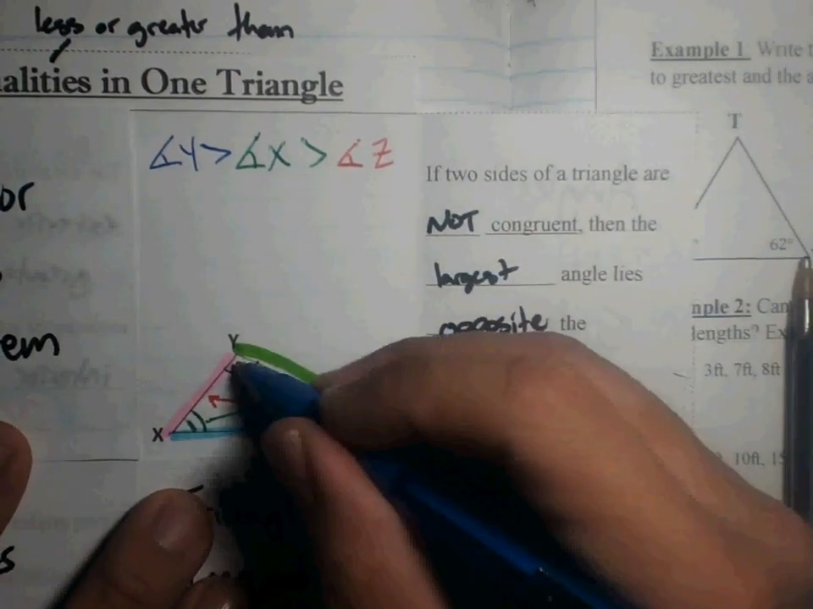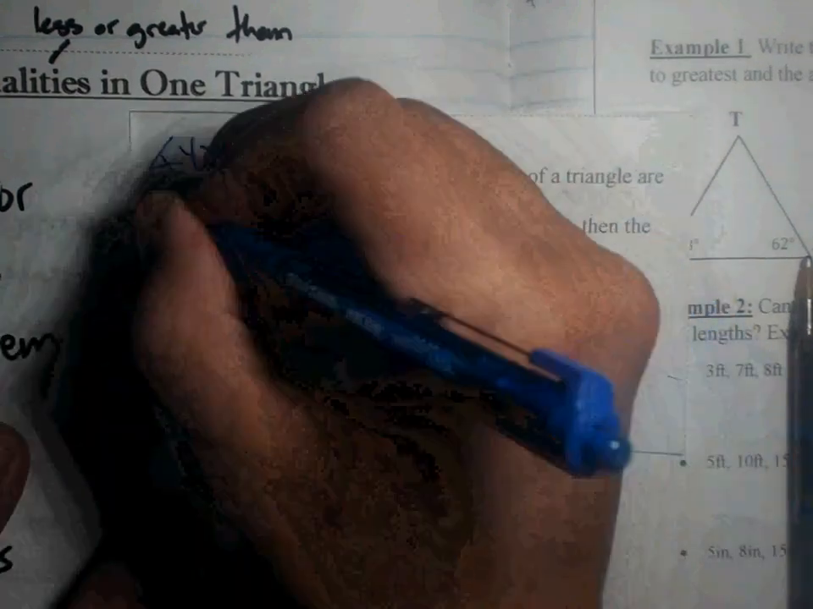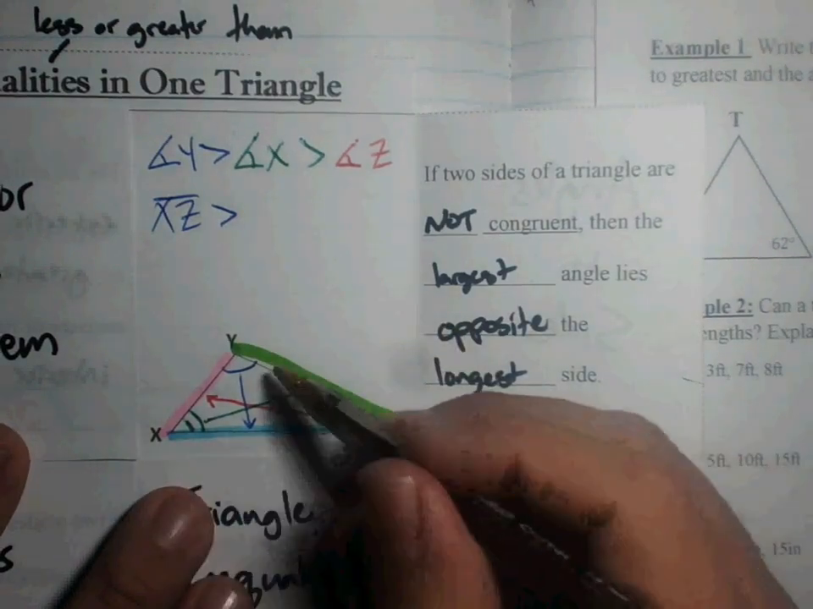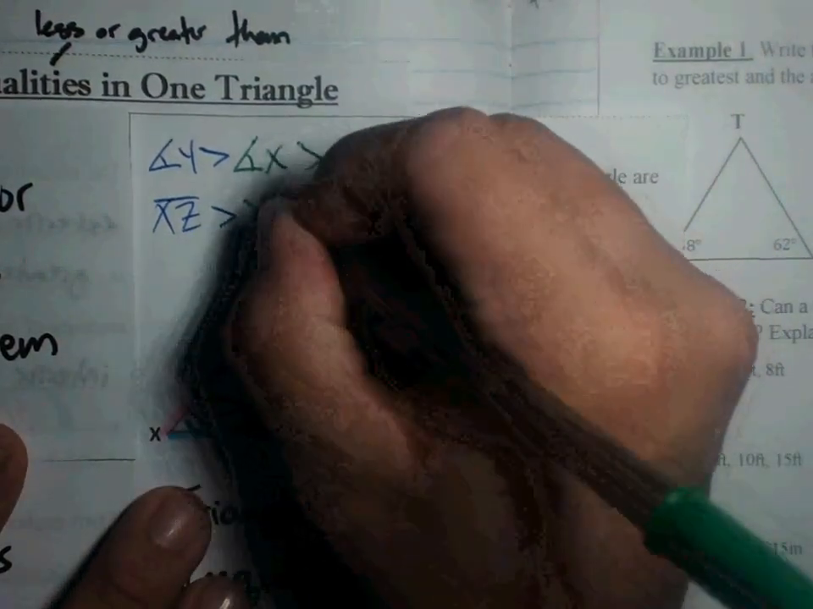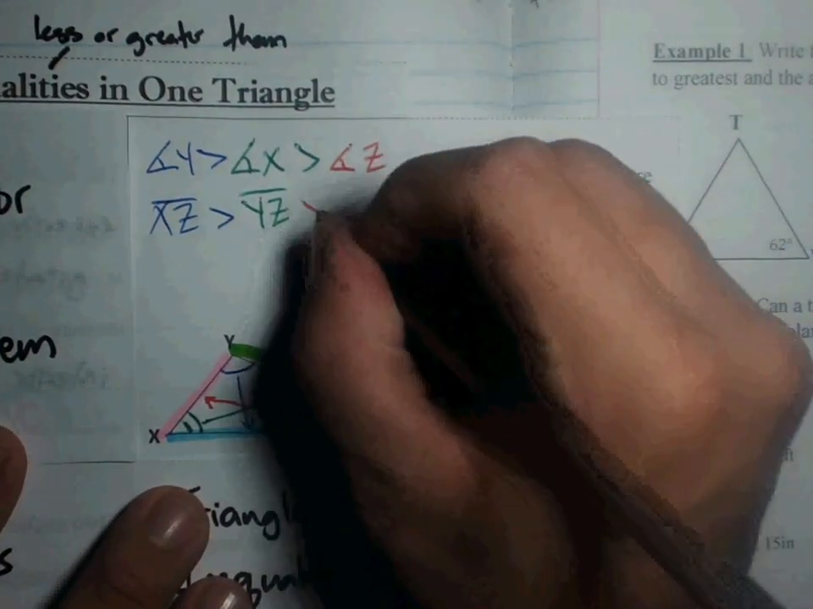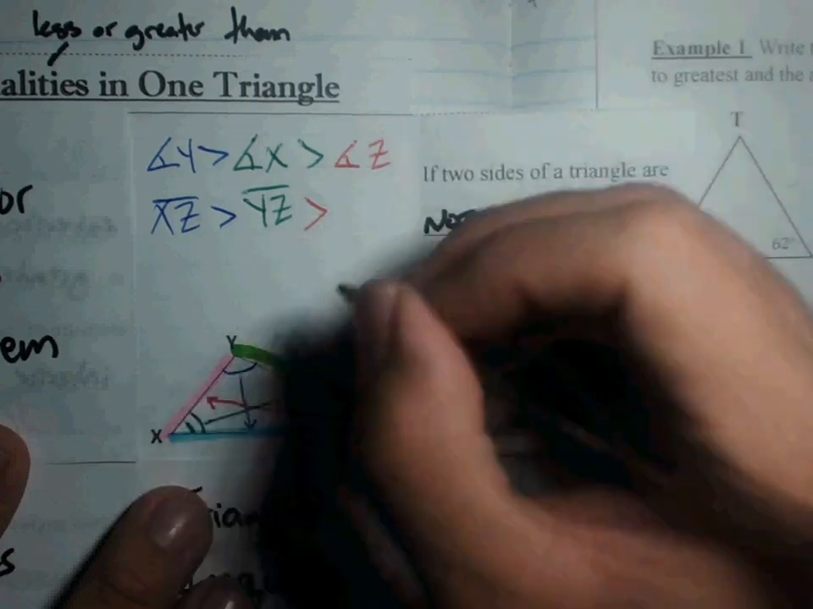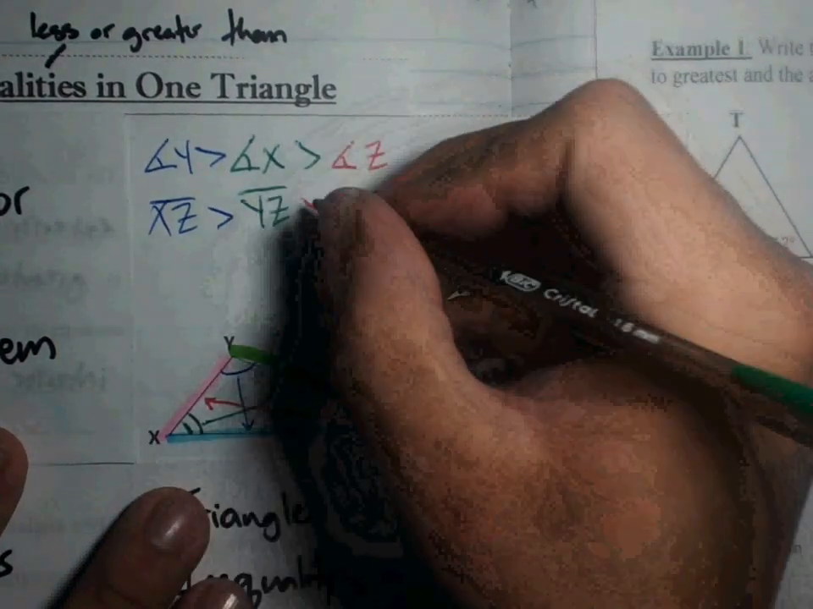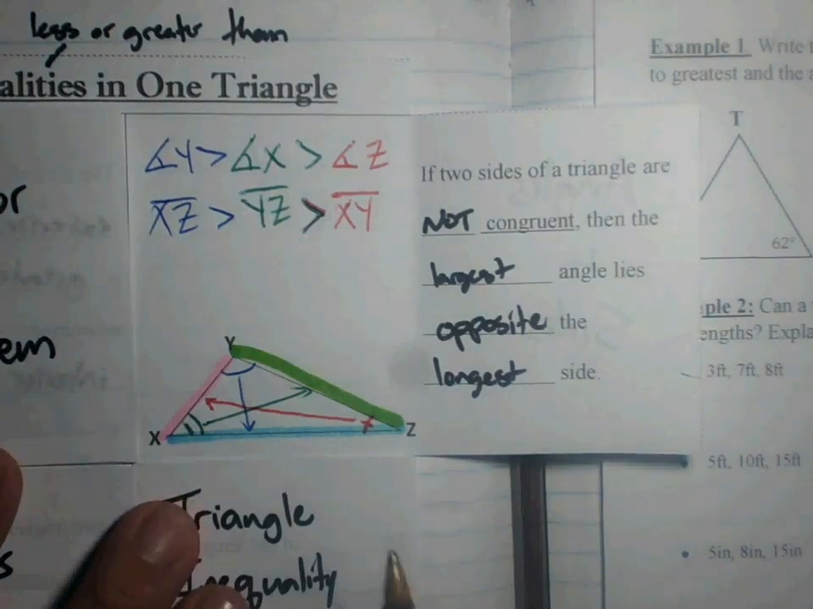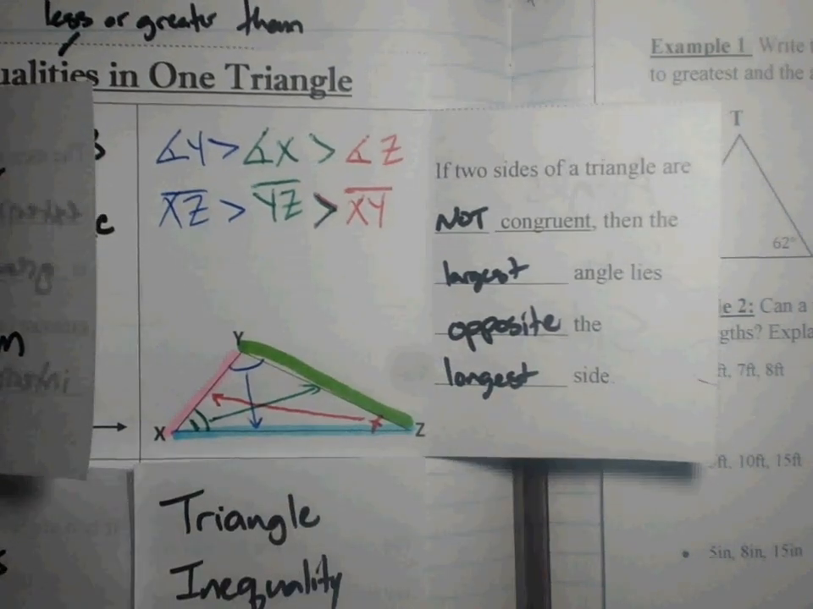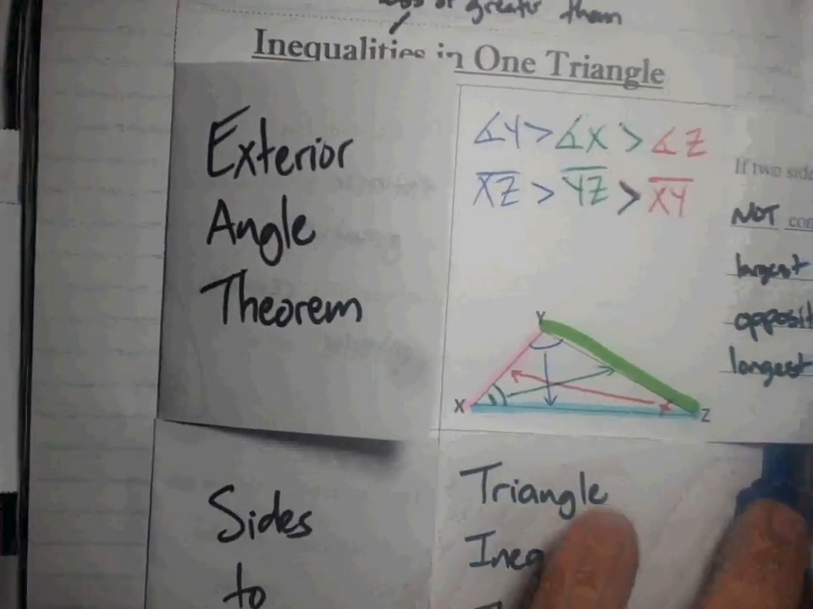So again, across from Y is XZ, so XZ is our biggest one. That's greater than YZ, which in turn is greater than, in this case, XY. So the largest side is across from the largest angle, and it plays the same way the other direction: the largest side is going to be across from the largest angle. So let's take a look at that.